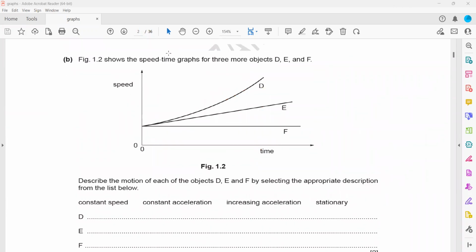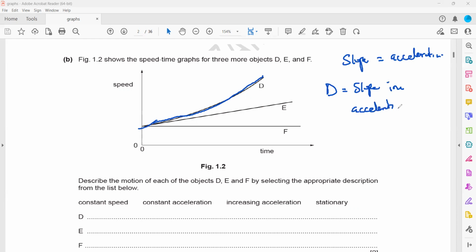But when we have a speed time graph, what does the slope represent? The slope represents the acceleration of an object. First, for D, you can see the angle is increasing. So for D, the slope is increasing. If the slope increases, we can also say the acceleration is increasing. So D is increasing acceleration.